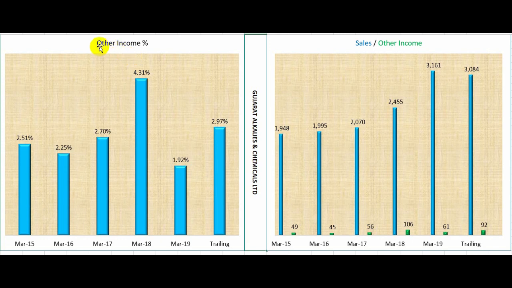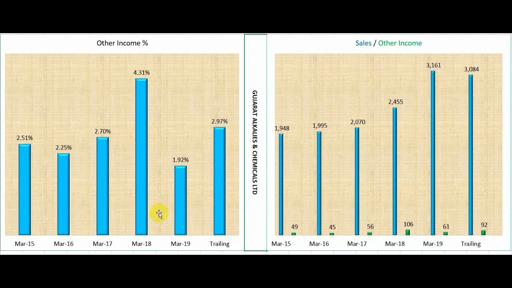So we should generally avoid investing in a company which earns a big chunk of its money from other income, and if the company's other income is inconsistent, then that should be noted. From March 15 onwards till March 19, the other income percentage as of sales was very flat at around 2% on average. Even in the recent 12 months, it's at around 2.97% of the sales.